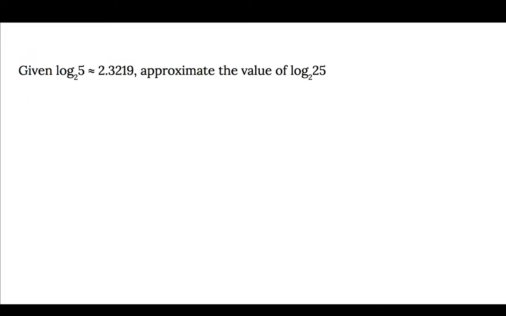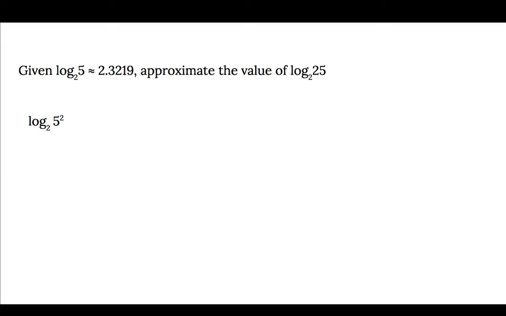So let's apply this property. Log base 2 of 5, we're going to approximate as 2.3219. Approximate the value of log base 2 of 25. Now you look at my log base 2 of 25, you might think, well, where's the exponent at? But isn't 25 a perfect square? Can we think of another way to rewrite 25? And you should be thinking that 25 is the same thing as saying 5 to the 2nd power, or 5 times 5. Now you see that I have an exponent.